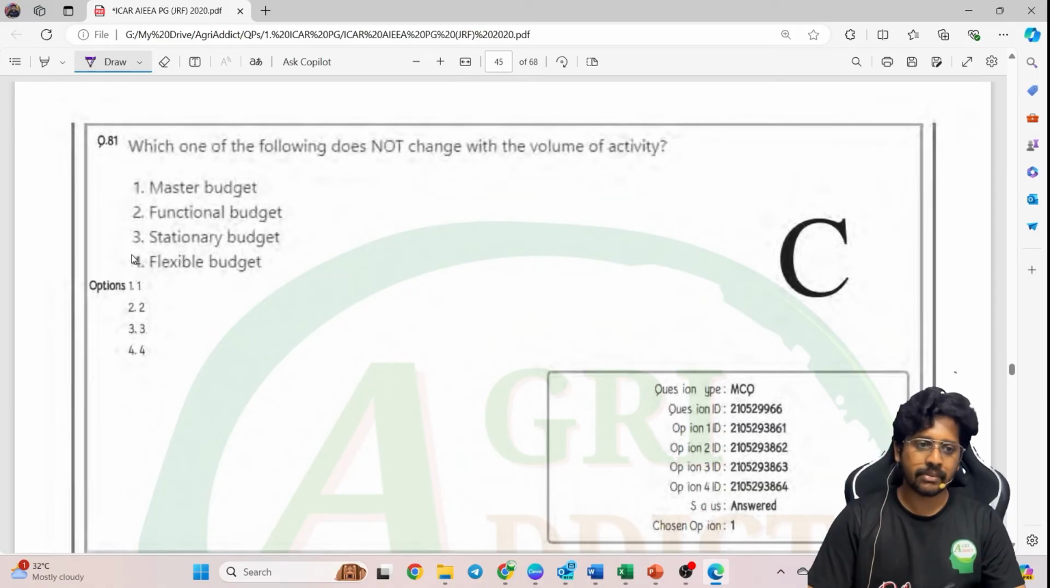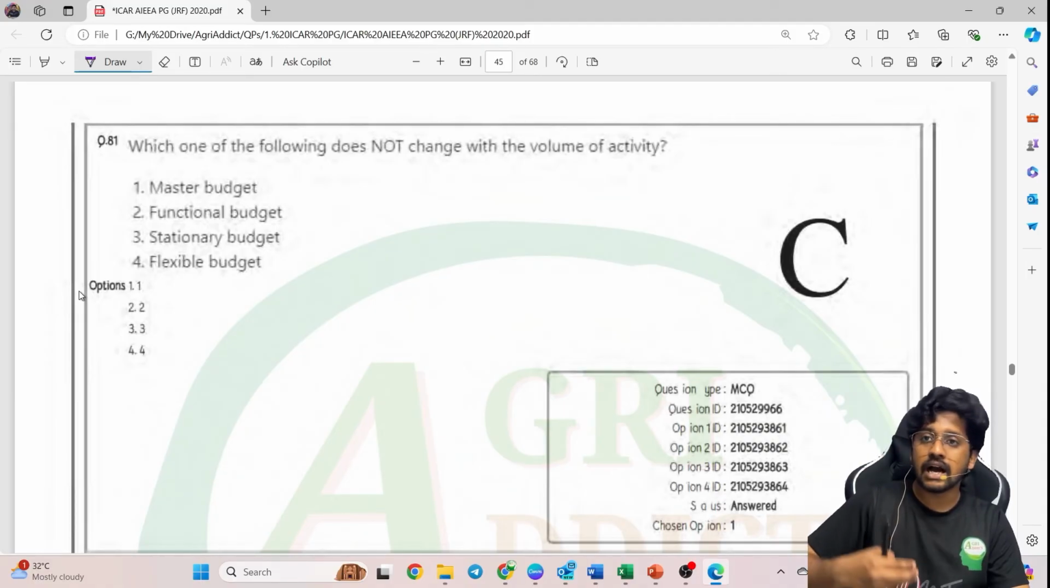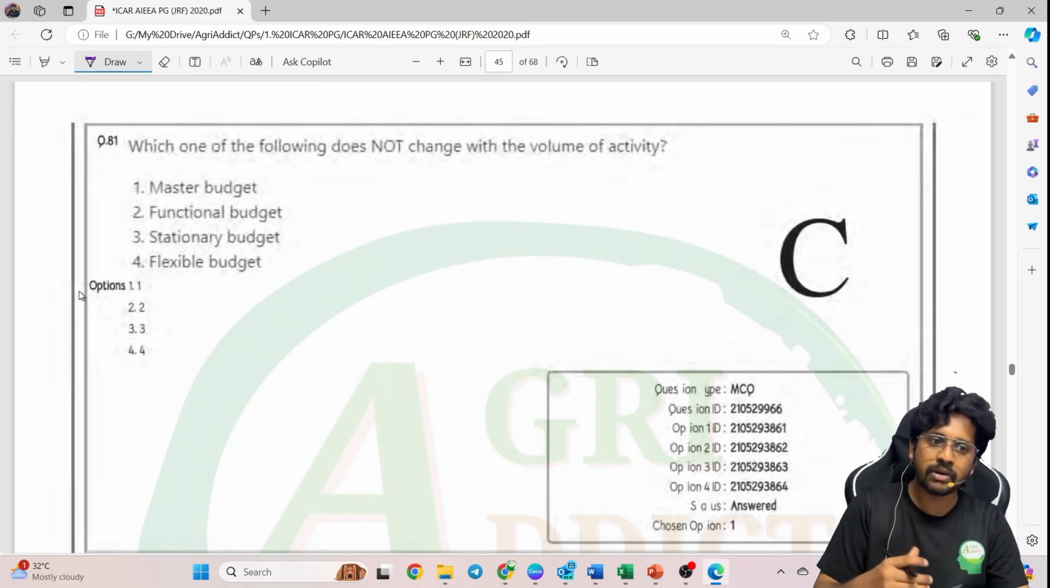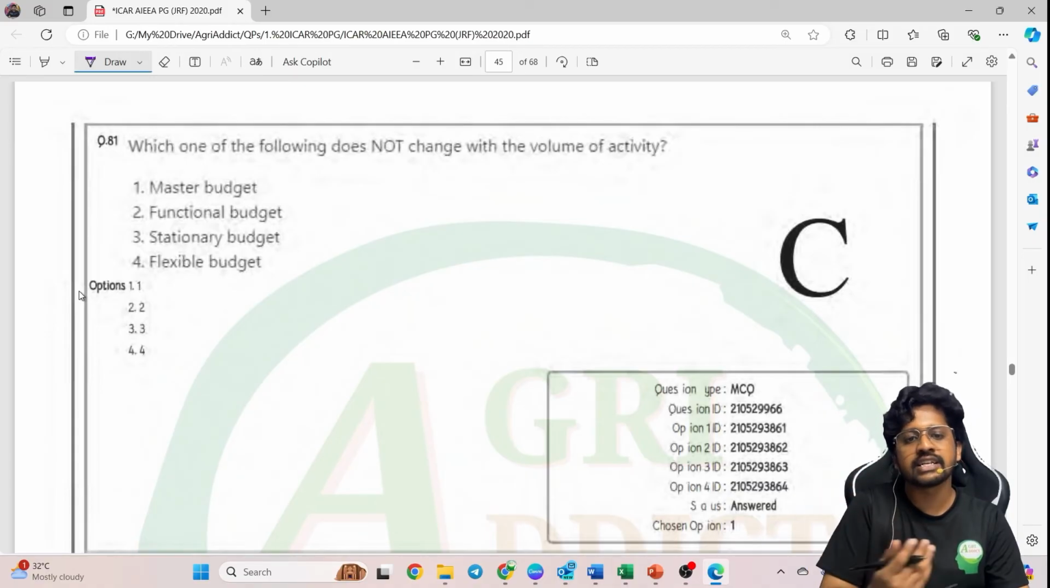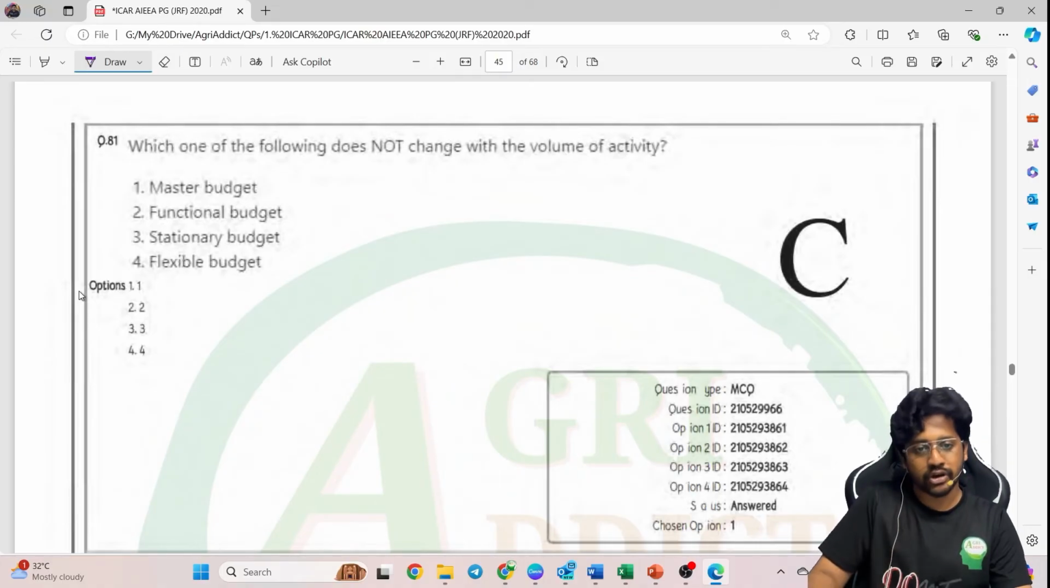The next question is question number 81. Which of the following does not change with the volume of the activity? This is a direct question. In the case of a stationary budget, it is not changing with the volume of the activity. Actually, a master budget can be considered as a comprehensive budget. It consists of different budgets upon different compartments or different divisions under a large organization. It is a comprehensive report of all the mini budgets in different sectors inside a large organization. That is a master budget, which can be changed according to the volume of the activity.